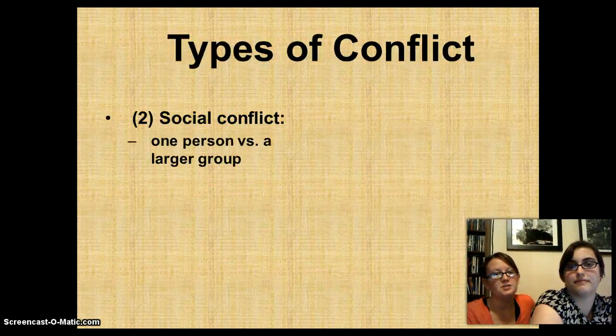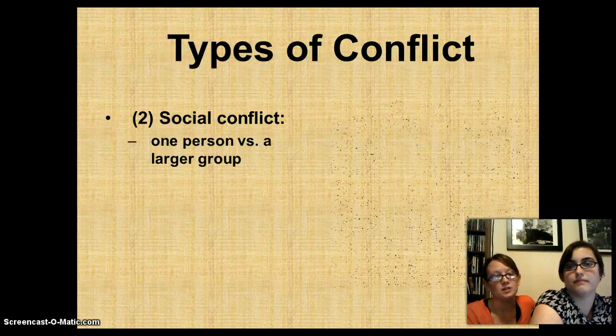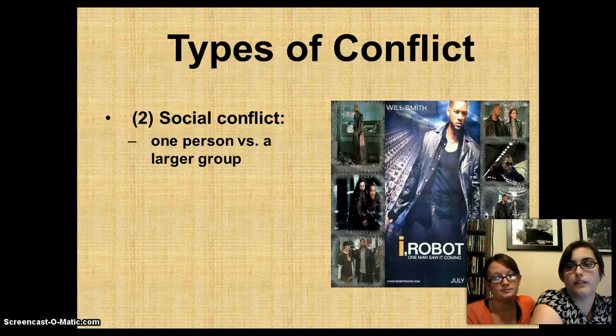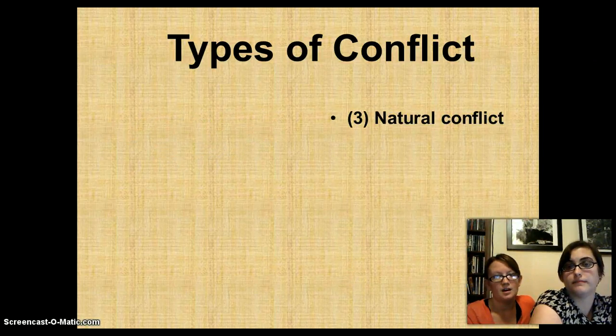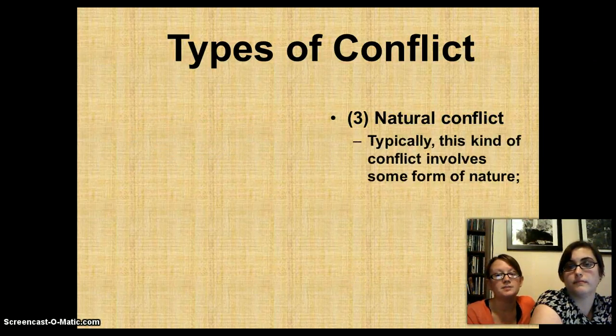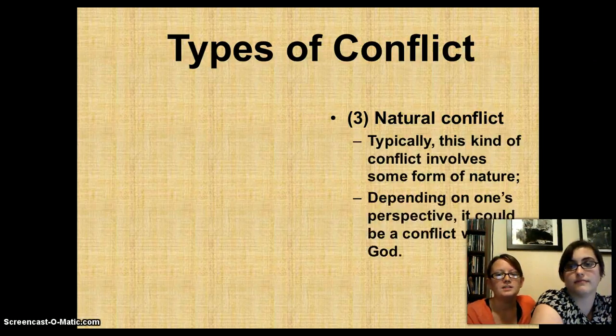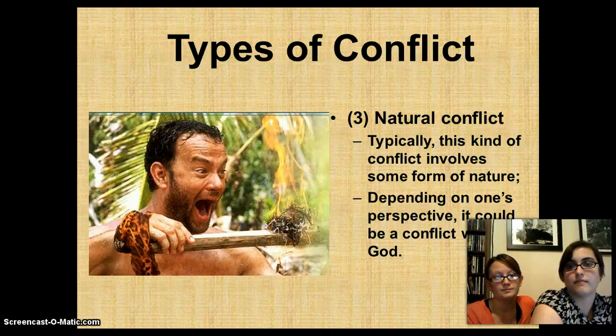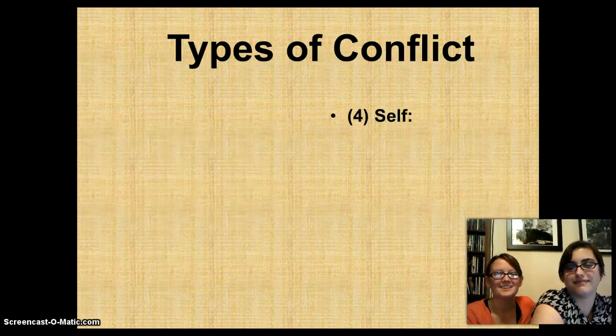Social conflict. Social conflict is one person versus a larger group. So we've got Will Smith in iRobot. It's Will Smith's character versus the robots who are trying to take over the world. Natural conflict. Natural conflict typically deals with some form of nature, obviously, and depending on one's perspective, it could be a conflict with God. So this is Tom Hanks in Castaway, and he must survive the odds on a deserted island. And befriends Wilson the volleyball. I think you didn't see that.